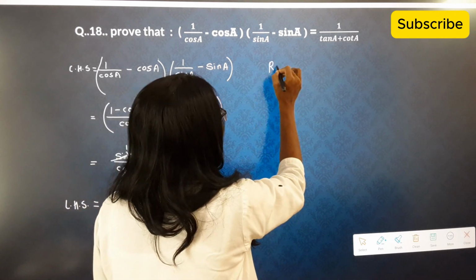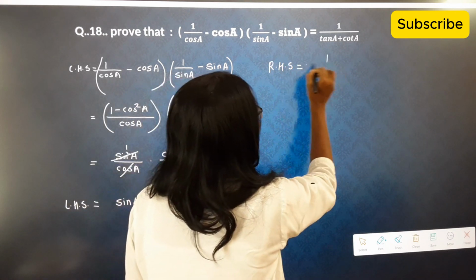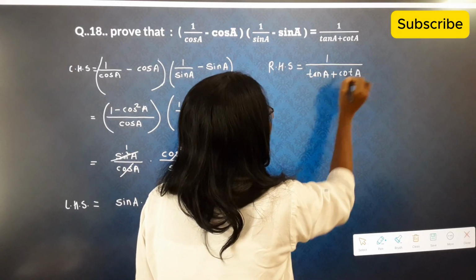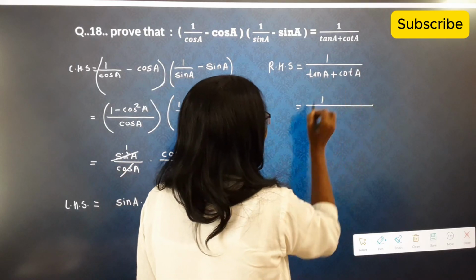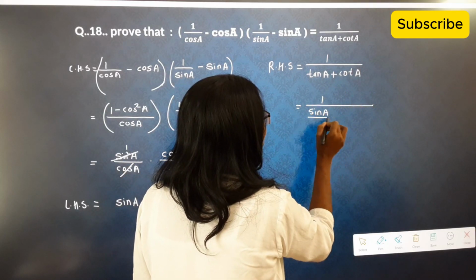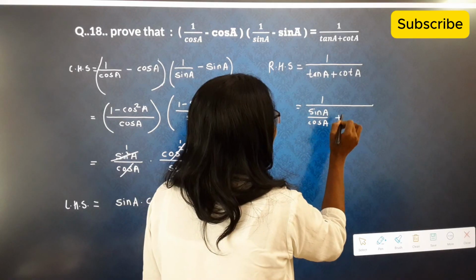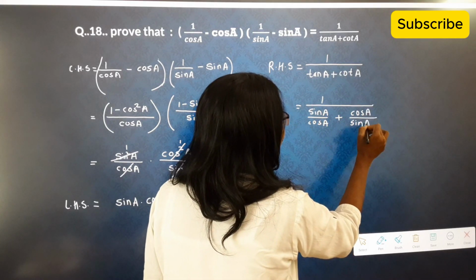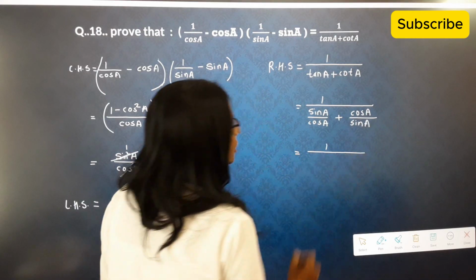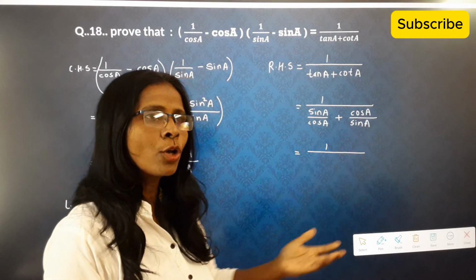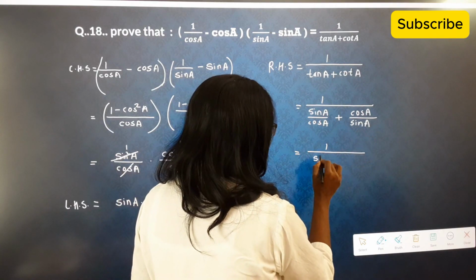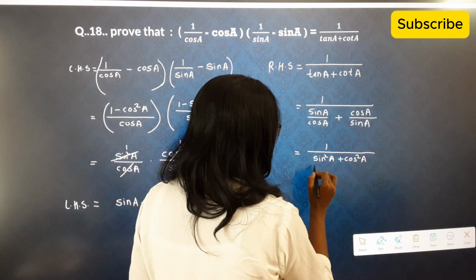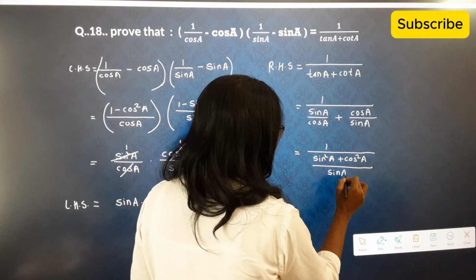Now here, students, the RHS. The RHS is 1 upon tan A plus cot A. We simplify it. Tan A means sin A upon cos A, plus cot A means cos A upon sin A. So here, students, the denominators are different, so cross multiply. So sin square A plus cos square A divided by sin A cos A.